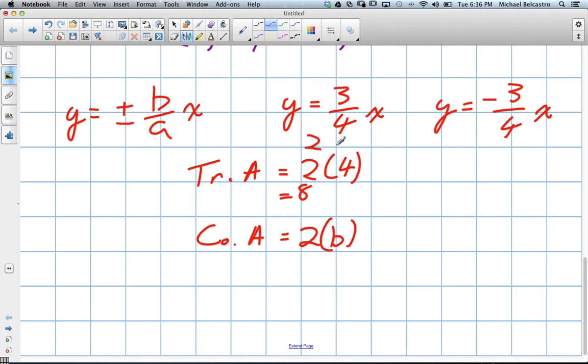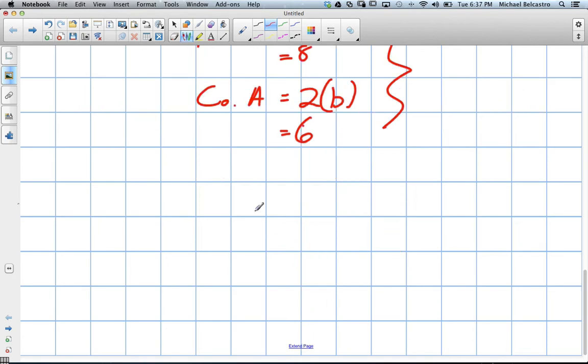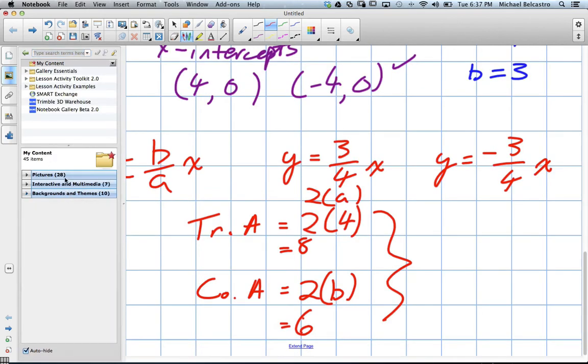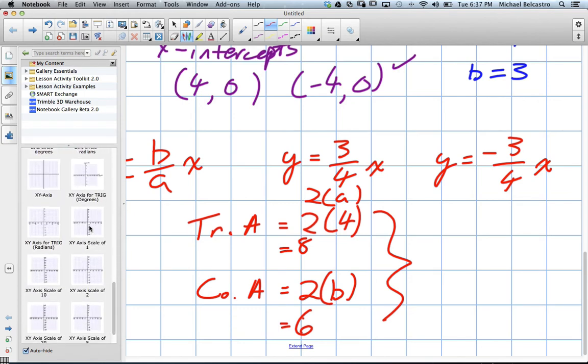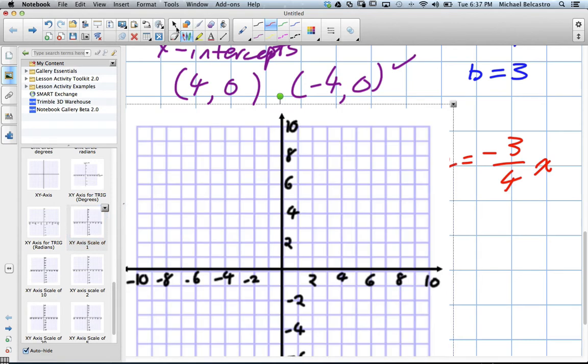I should have written 2a here, so we see that note. B being, was it 3? Yeah, B being 3, so it becomes a value of 6. So we'll use this information essentially when graphing. We'll pull up a graph here. I think a scale of 1 will work fine.